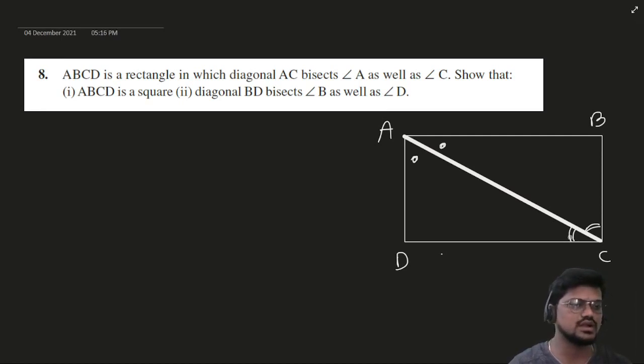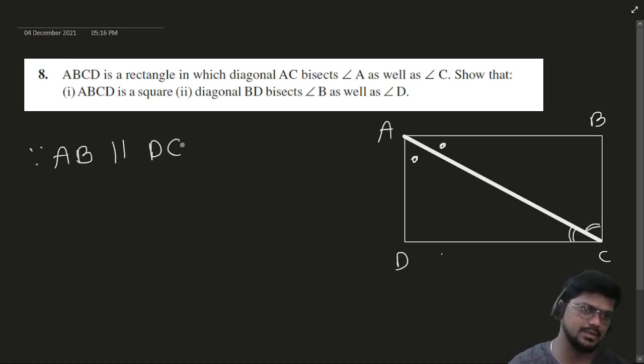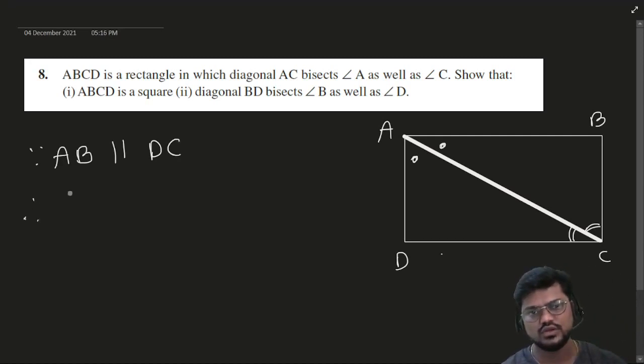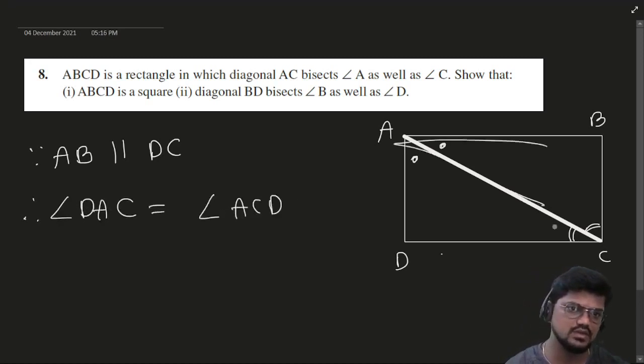It was given that quadrilateral ABCD is a rectangle. So for a rectangle, all the angles are 90 degrees. We know that all the corner angles are 90 degrees, right? Now, since AB is parallel to DC in a rectangle. Yes or no? Yes, sir. So therefore, angle DAC will be equal to angle ACD. Yes or no? This angle will be equal to this angle because they are alternate angles.